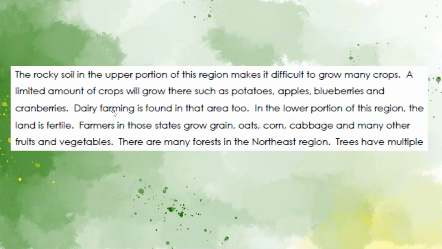We also know that dairy farming, or having a farm of cows to produce dairy, is pretty common too. That is different from the Mid-Atlantic portion, or the lower portion, because that land is more fertile. That is where the flatlands are located. Farmers here can grow so much more. They can grow grain, oats, corn, cabbage, and many other fruits and vegetables. The possibilities are endless in the lower Mid-Atlantic region. And that is how it is different from the upper New England region, or portion.